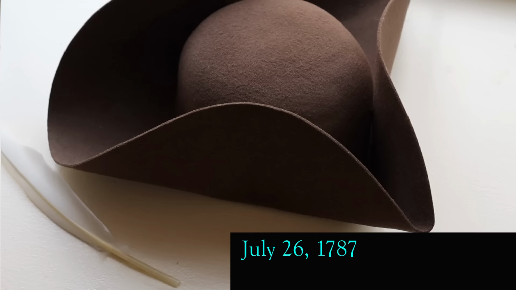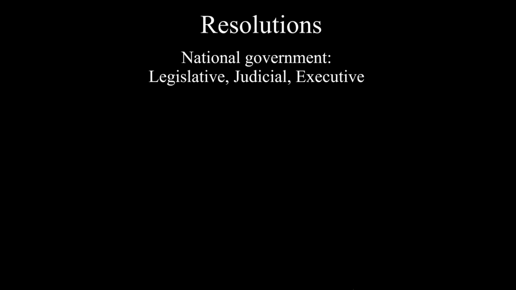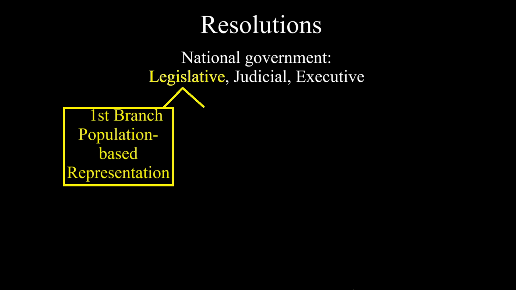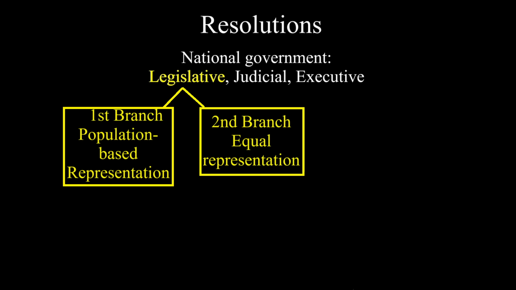July 26th. By this point, many provisions have been resolved by the convention. The national government will have legislative, judicial, and executive branches. The legislature will have two houses. One house's representation will be determined by population, and the other house will have equal representation between the states. A census will occur to determine the representation of the states in Congress.